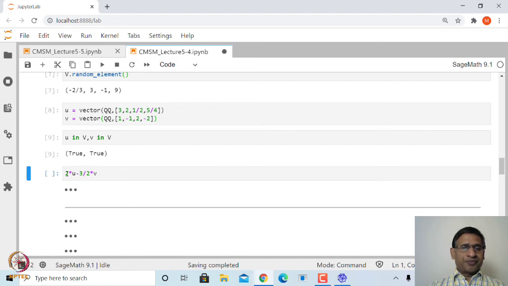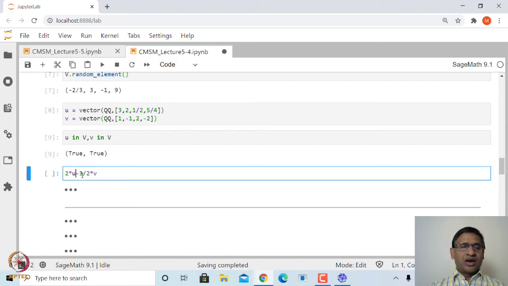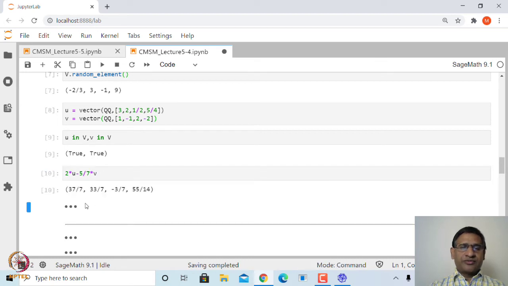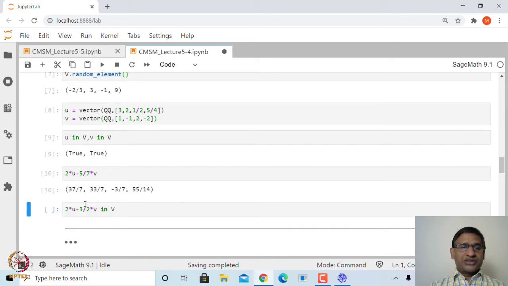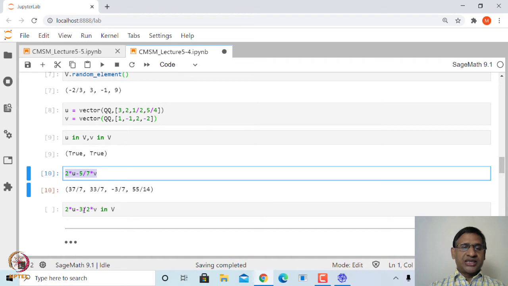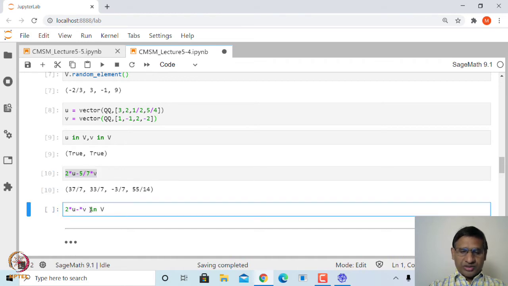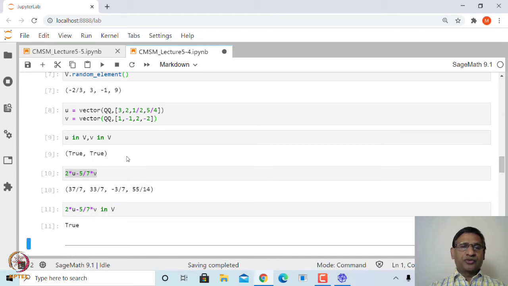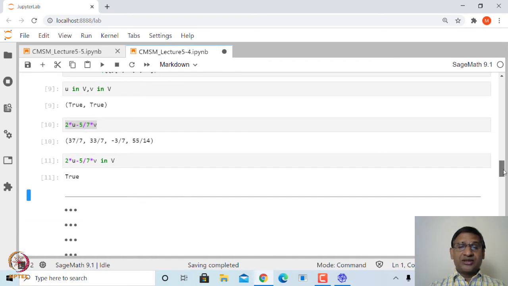You can take any scalar multiplication of U and V, or take a scalar linear combination of U and V. For example, if I say 2U minus 5 by 7 V, it will give me this particular vector. So any scalar linear combination can be obtained in this way. You can check whether, when we have done this scalar linear combination, is this in V. So we have done 5 by 7, and we can check whether this lies in V. The answer is true. So any scalar linear combination of vectors also lies in V, because that's a defining property of this addition.